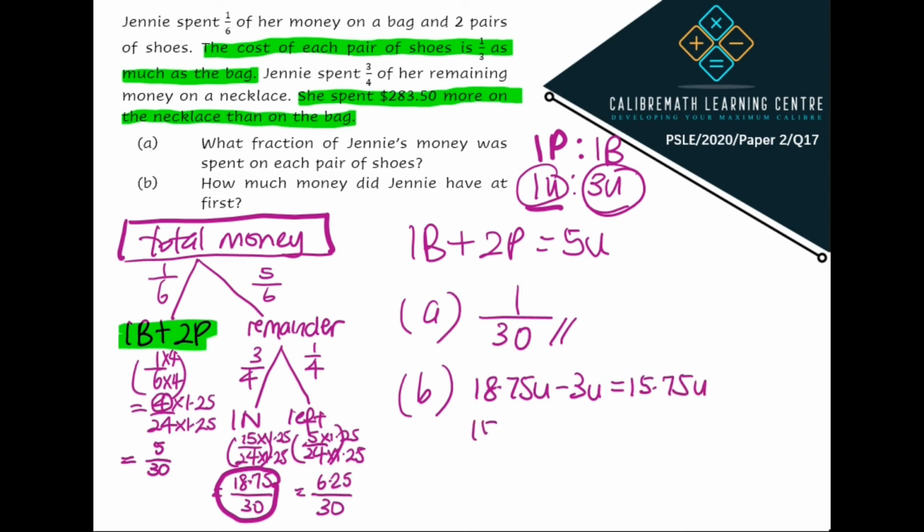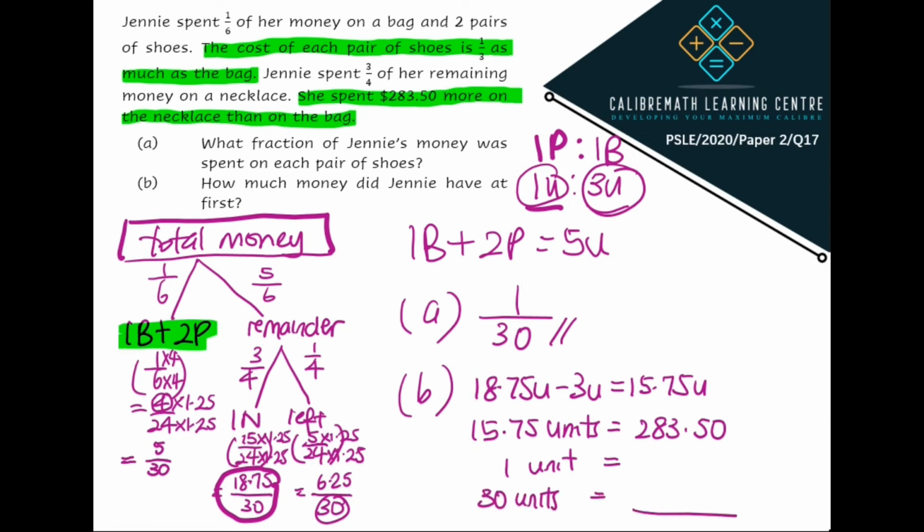And that 15.75 units is equivalent to the difference of $283.50. So we can proceed to find the answer for 1 unit. And then after which, you can find the total number of units, which is 30 over here. So this is how you can solve for part B.